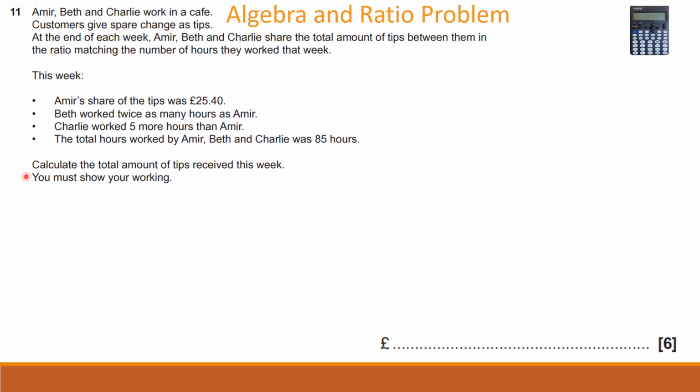The key words from this question are that we have got 3 people, Amir, Beth and Charlie, and they're going to share the amounts of tips they get between them in the ratio matching the number of hours they worked that week. We're told that Amir, and we're going to call that A, got £25.40. That's how much he got. Beth worked twice as many hours as Amir, and Charlie worked 5 more hours than Amir.